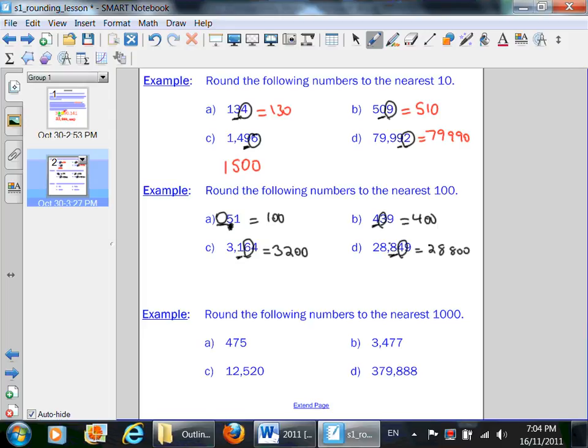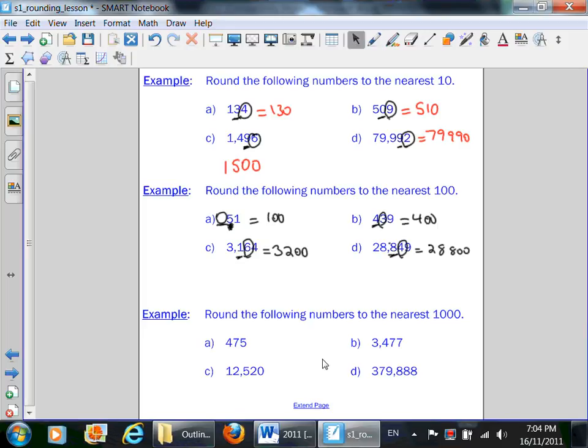And the last batch of examples we have here asks us to round to the nearest thousand. So for each of these, we have to pick out where the thousands spot is. So for the number 475, the thousand spot is right here. It's a 0. And the number to the right of it, the 4, tells us how to round. Because it's 4 or lower, we round down. So we actually get an answer of 0 thousandths, or just plain old 0.